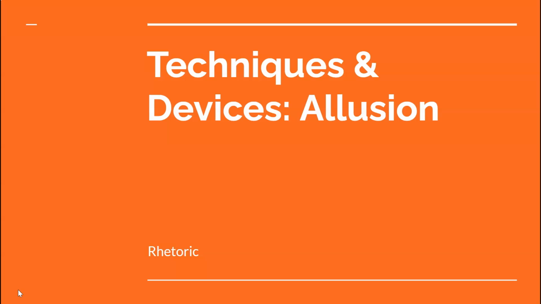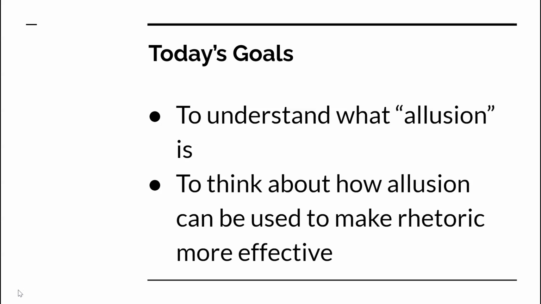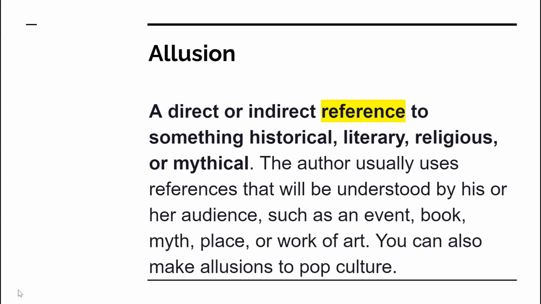Today we are talking about a new technique, a new device, and that is the device of allusion. Now keep in mind that's allusion, not illusion. So what are our goals for this little lesson? We want to understand what an allusion is, and we want to think about how it can make rhetoric more effective.